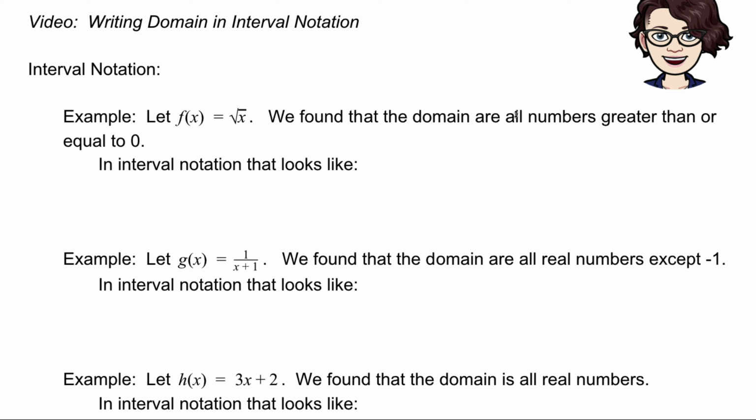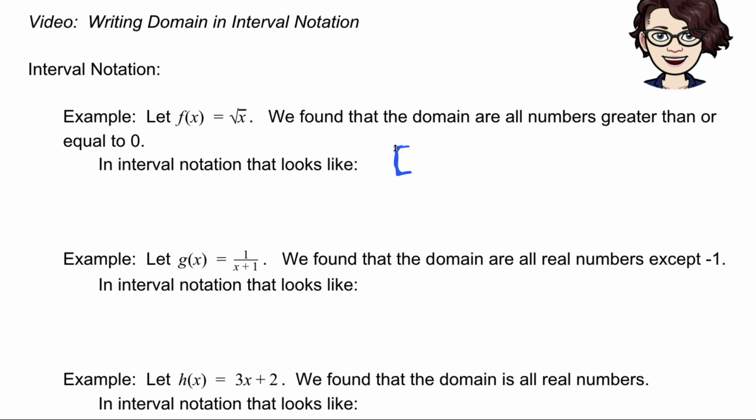Welcome back. Now we're going to look at writing domain in interval notation. Let's take a look at f of x is equal to the square root of x. So in the last video, we talked about that the domain of this function are all numbers that are greater than or equal to 0. So interval notation looks like this. We want things that are greater than or equal to 0.